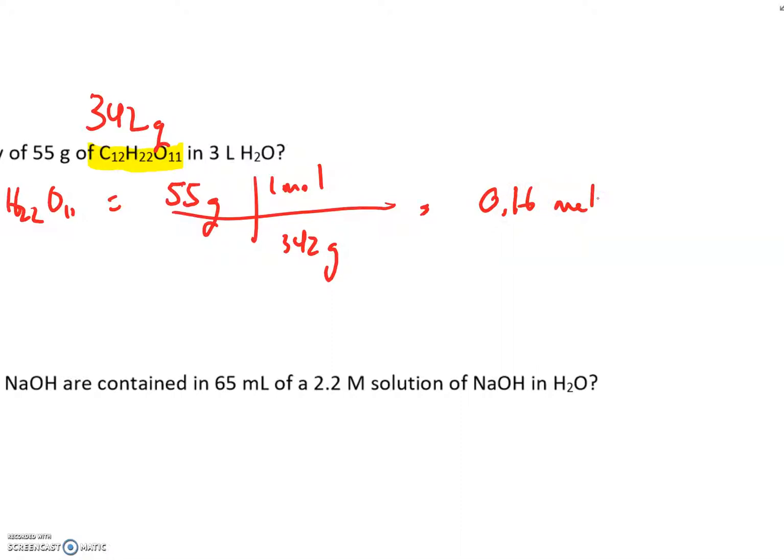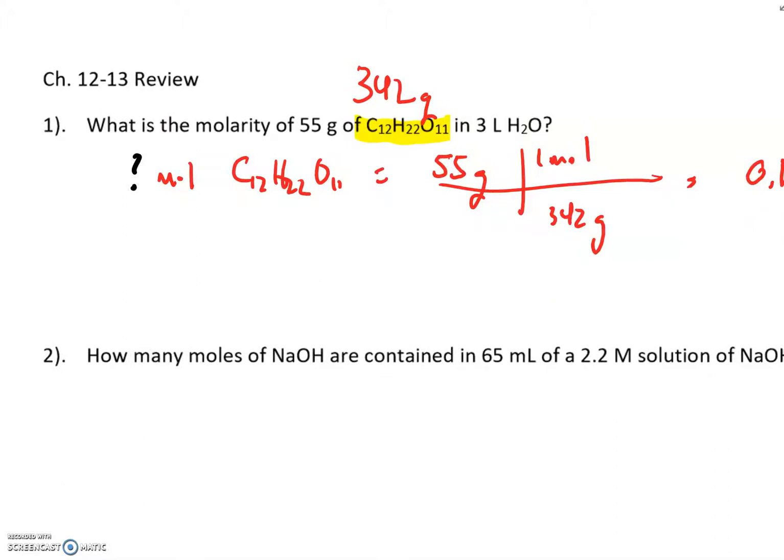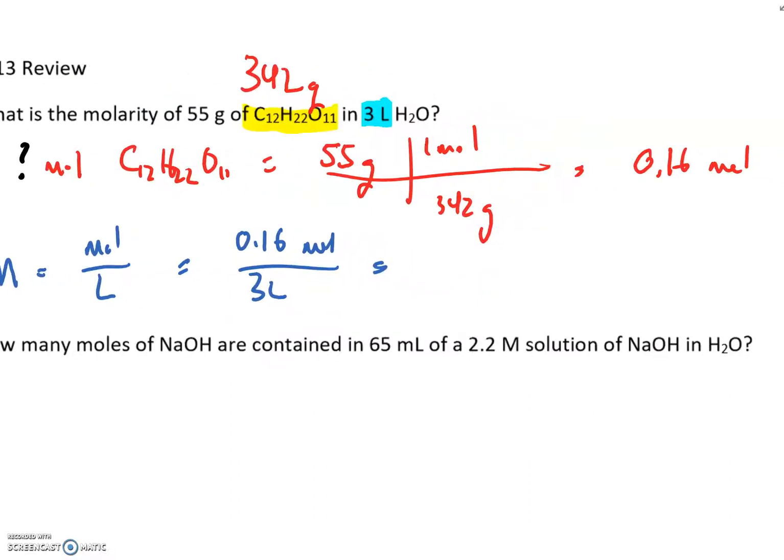And we're trying to find the molarity. And molarity, hopefully you will remember, is equal to moles over liters. So if we have 0.16 moles and our volume is 3 liters, what is our molarity? 0.16 divided by 3 is 0.053 molar. Okay.